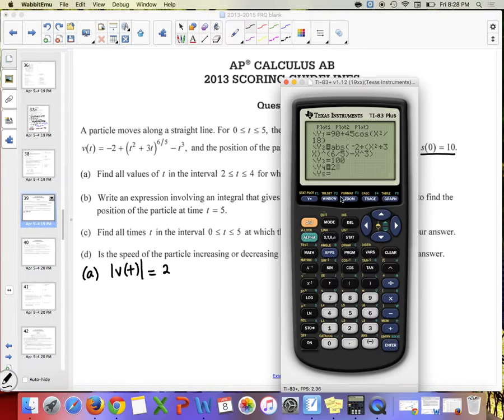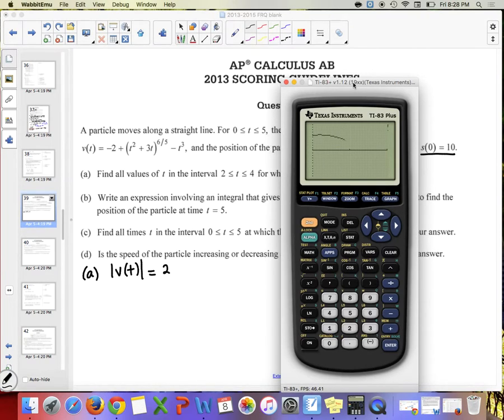Okay, so my window is a little bit different. I'm going to go back to my Zoom 6. I'm only on the interval 0 to 5 for my x values, my t values, right? So let's go ahead and we'll make our window 0 to 5 just in case I have an extra one and I get confused. Oh, it says find all values between 2 and 4 actually, so let's even make it smaller, 2 to 4. We're going to graph.